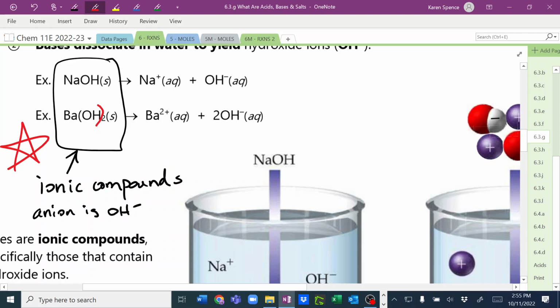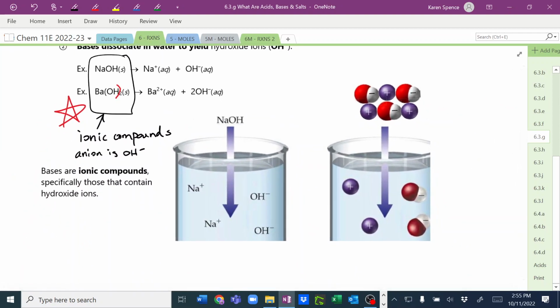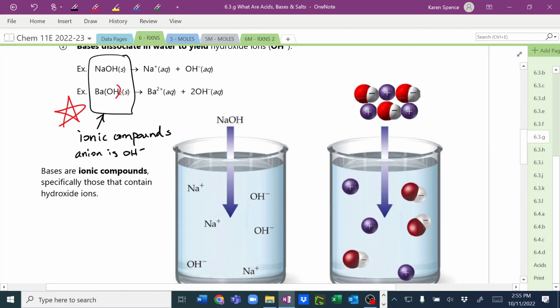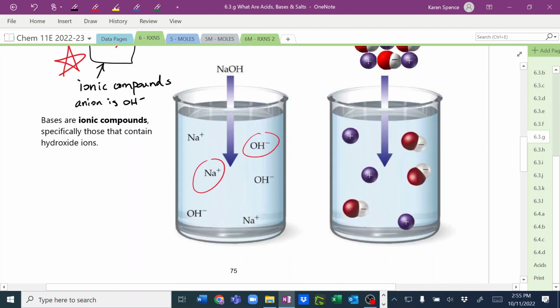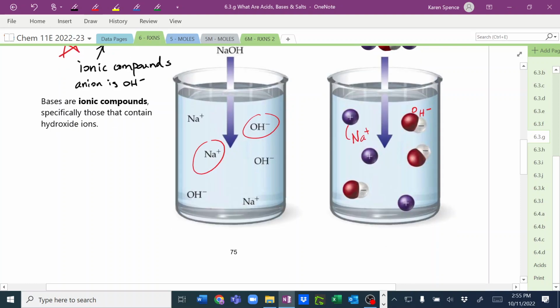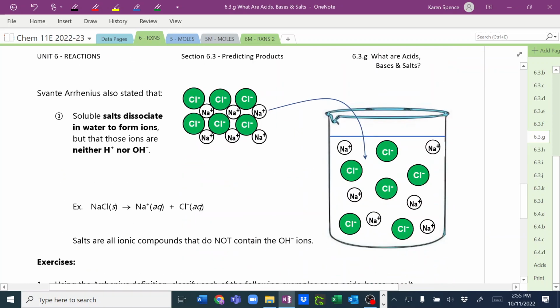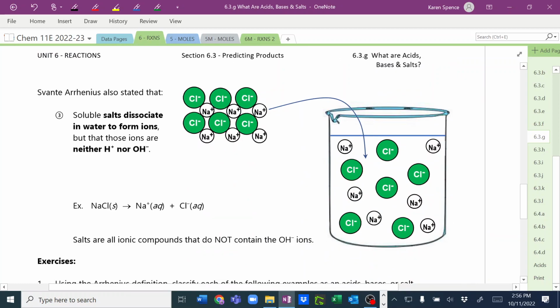So you can see, just like the acid, if we had sodium hydroxide, which is a solid, it goes into the water and the hydroxides float around separately from the sodiums. Okay, and there's a little picture. Those would be our sodiums, that would be Na+, and the hydroxide would be OH minus. Okay. Mr. Arrhenius also said that soluble salts dissolve to form ions, and you can see that's what we've talked about already. Yes?